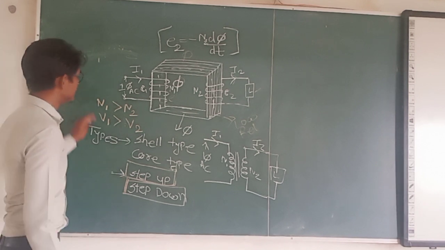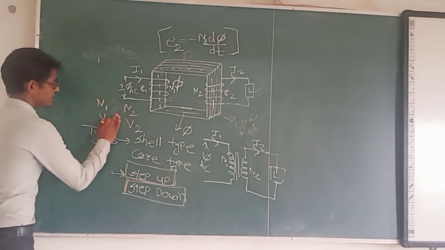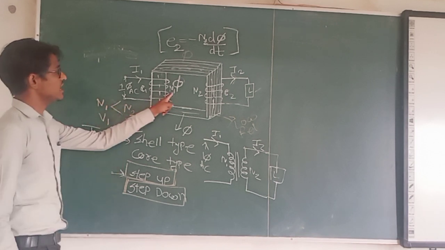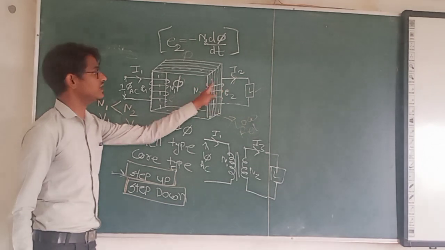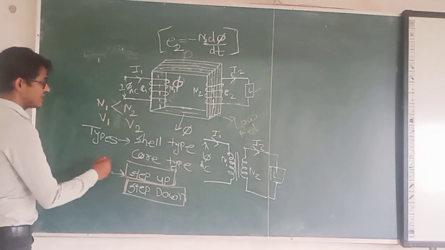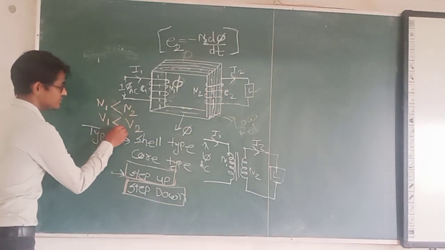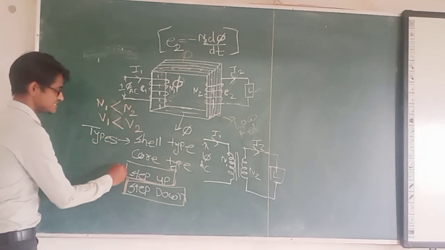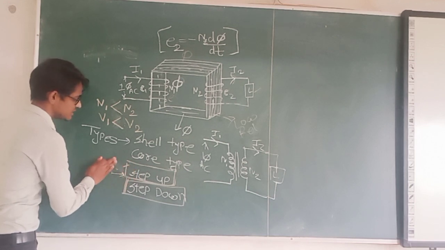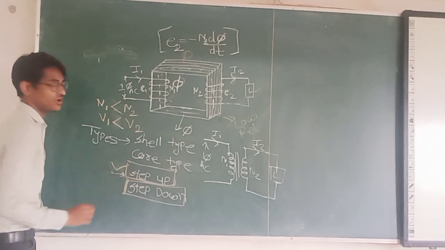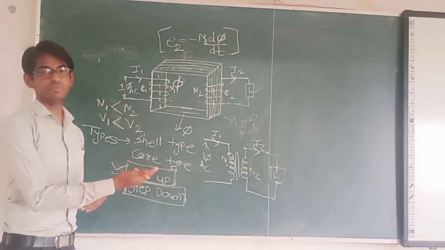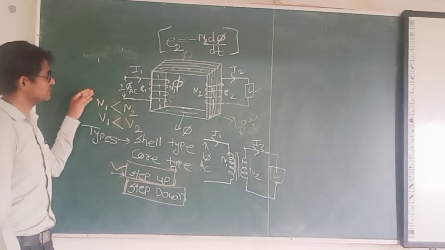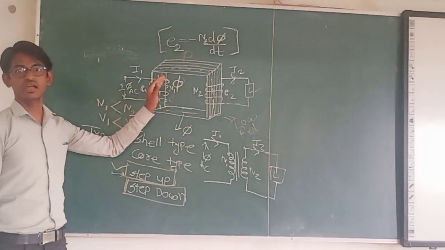Now, the next condition, when the number of turns of the primary winding is less than the number of turns of the secondary winding, meaning N1 is less than N2. At that time, V1 is also less than V2, and this condition is step up, because the voltage is stepped up in that condition. So these are the types of single phase transformer.